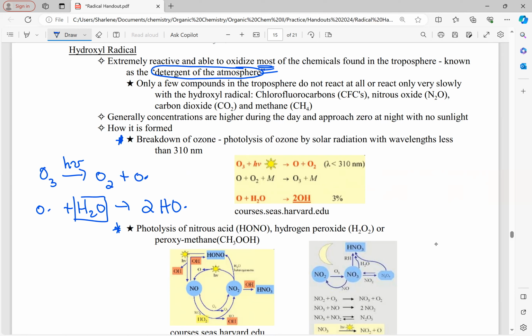Only a few compounds in the troposphere don't react, or at least react very slowly or not all the way with it. And unfortunately, that's the chlorofluorocarbons. So it can't sponge or clean those out of the air. It can't get out nitrous oxide. It doesn't do anything with carbon dioxide, probably a good thing. And then methane, it doesn't play with. Those are the two building blocks of ultimately carbon compounds, so it's a good thing they don't play with those.